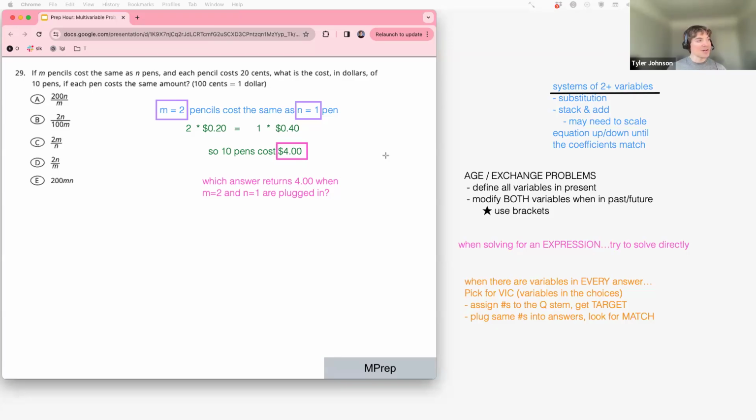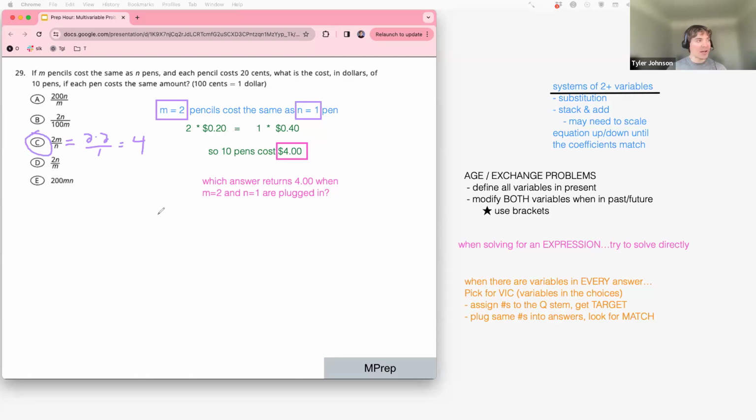And only one of these is going to work. The only one that returns 4 is going to be C, because I get 2 times 2 over 1. So I know that one is the correct answer. All those other ones are going to be off.